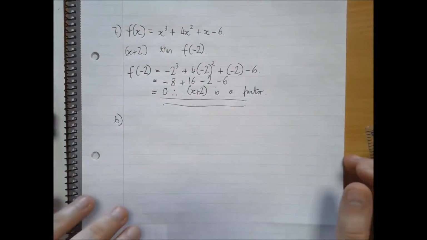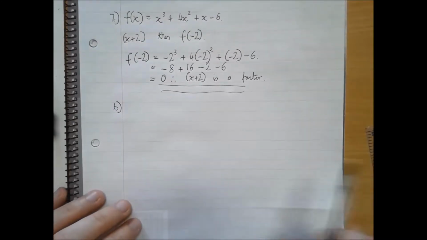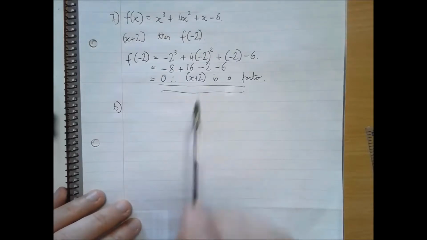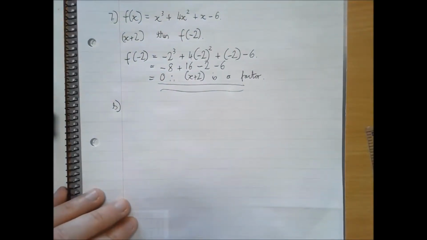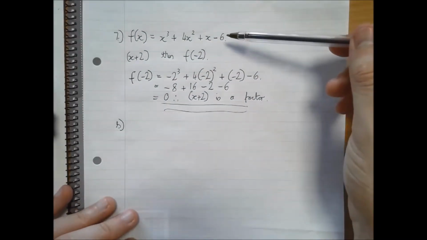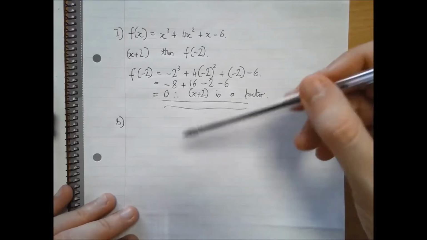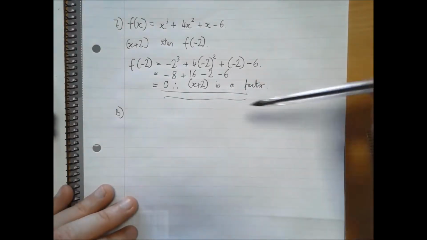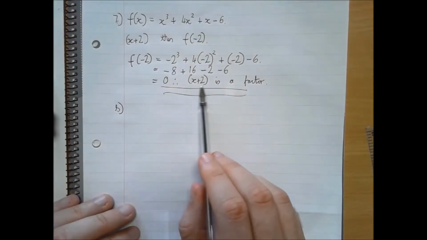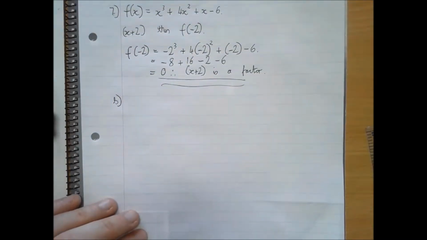And on to part B. We just proved that x plus 2 is a factor, and we want to obtain all the other factors of this cubic. So we want x cubed plus 4x squared plus x minus 6 to equal 3 brackets, like x plus 2, etc. So what we're going to do is use long division. I think that's what they want in the question anyway. Yeah, so we want to use long division to factorise this completely.